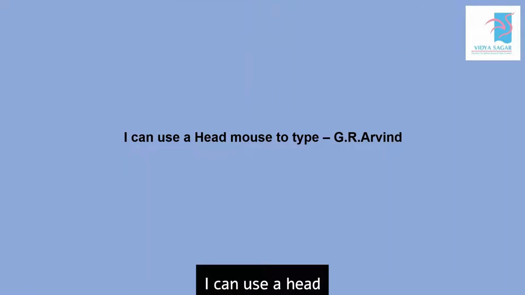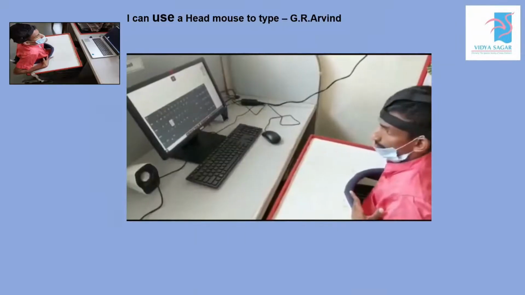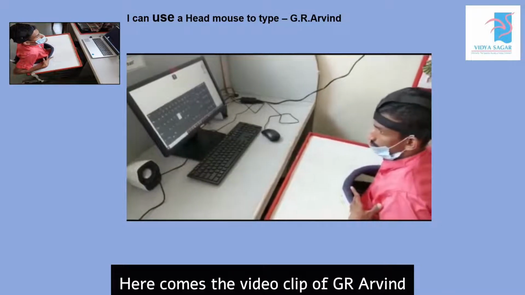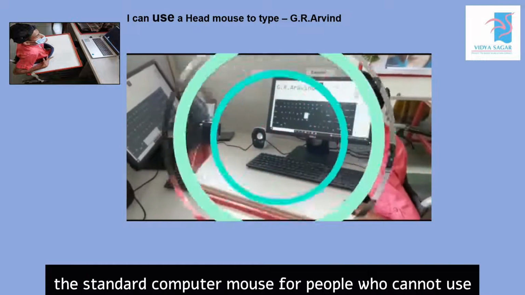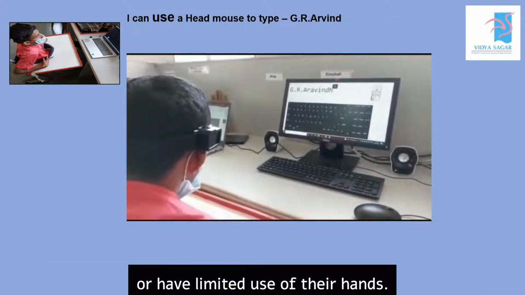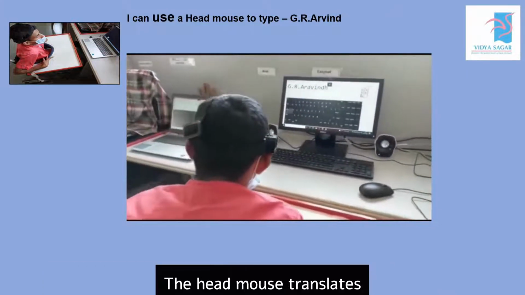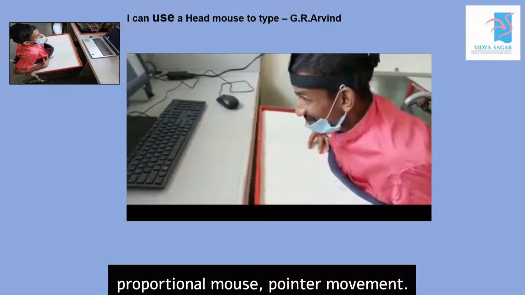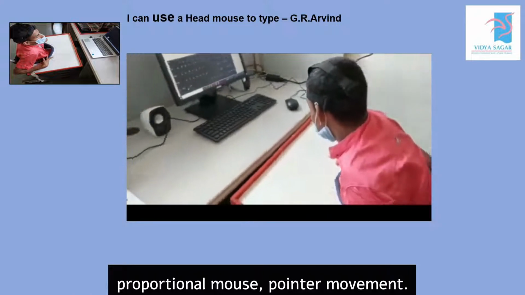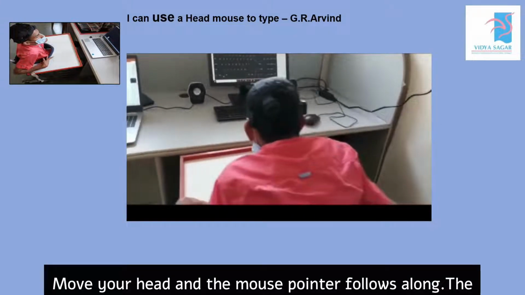I can use a head mouse to type. Here comes the video clip of G.R. Aravind using his head mouse. Head mouse replaces the standard computer mouse for people who cannot use or have limited use of their hands. The head mouse translates natural movements of a user's head into directly proportional mouse pointer movement. Move your head and the mouse pointer follows along.